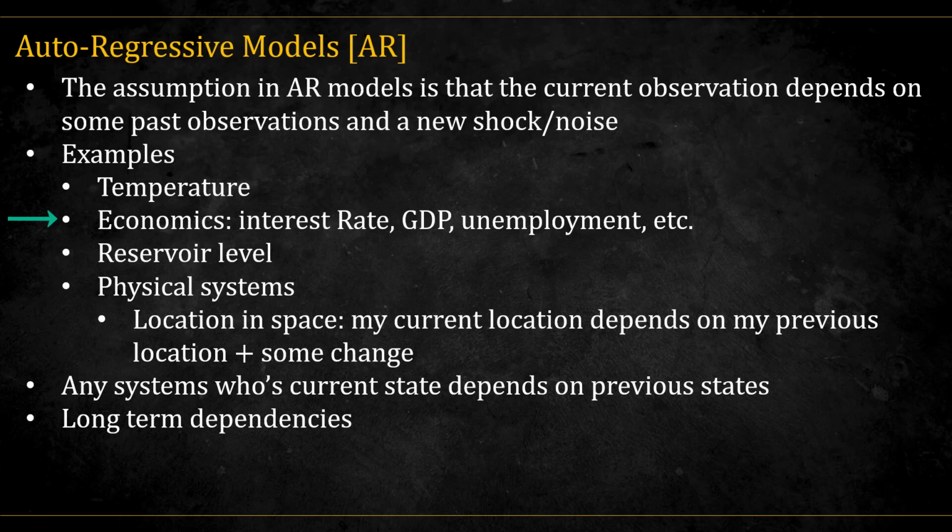Economic variables such as interest rates, GDP, or unemployment rates are often autoregressive, where the current value is a function of its previous values plus some new change. Reservoir levels are another example, and physical systems is another. For instance, the location of an object in space is determined by its previous position and velocity plus any new force or movement applied. And AR models are particularly useful in modeling processes with long-term dependencies, where past values have a lasting effect on future outcomes.